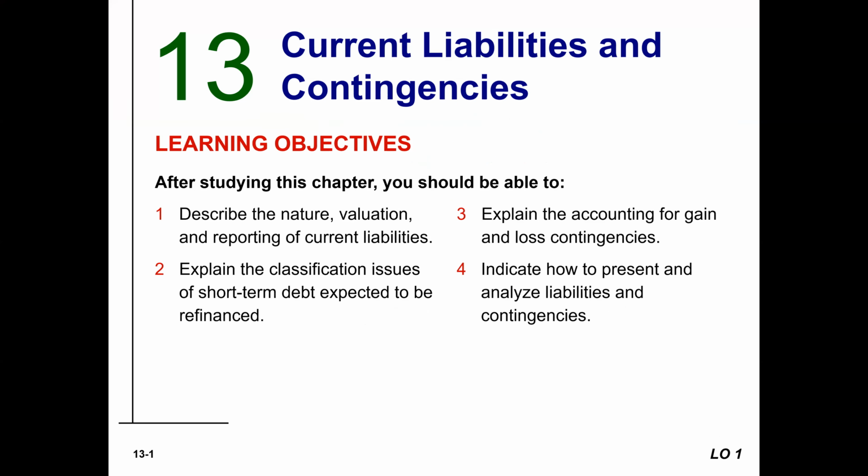Okay. So Chapter 13, again, talking about current liabilities and then gain and loss contingencies. So some of these main learning objectives: describe the nature, valuation, and reporting of current liabilities, explain the classification issues of short-term debt expected to be refinanced, explain the accounting for gain and loss contingencies, and then indicate how to present and analyze liabilities and contingencies.